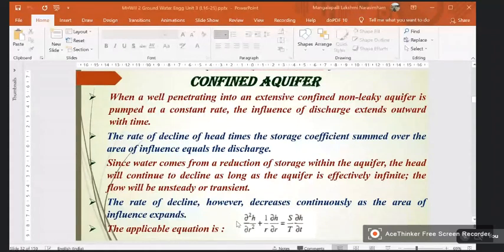So this is equal to the product of S by T and the rate of decline of the head with respect to time. So this is the time rate of change of discharge, and this is the spatial rate of change of head over the entire extent. So when these two are summed, that must be equal to the rate of change within the given time. So this is dou h by dou t.